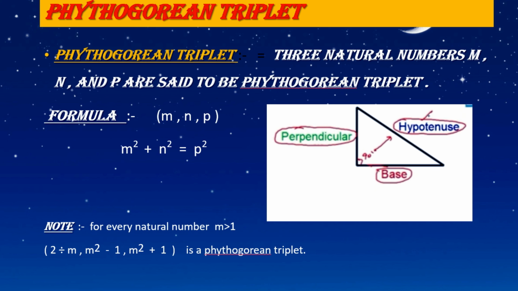AB is 90 degrees, that is perpendicular, BC is the base, and CA is the hypotenuse. Note, for every natural number m greater than n, 2m, m square minus 1 and m square plus 1 form a Pythagorean triplet. We have discussed that a Pythagorean triplet means three natural numbers m, n and p. This is the formula used to solve a Pythagorean triplet: m square plus n square is equal to p square.